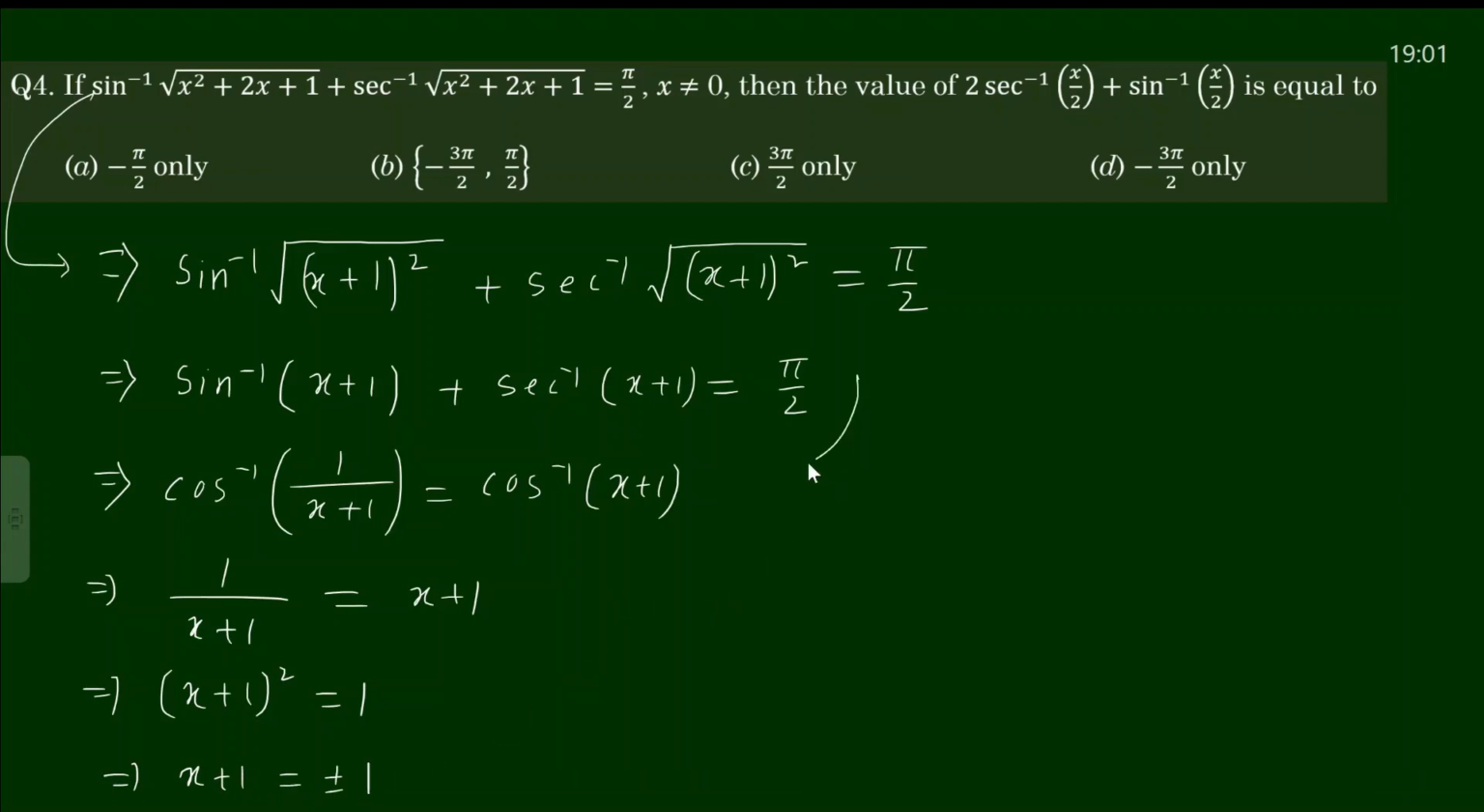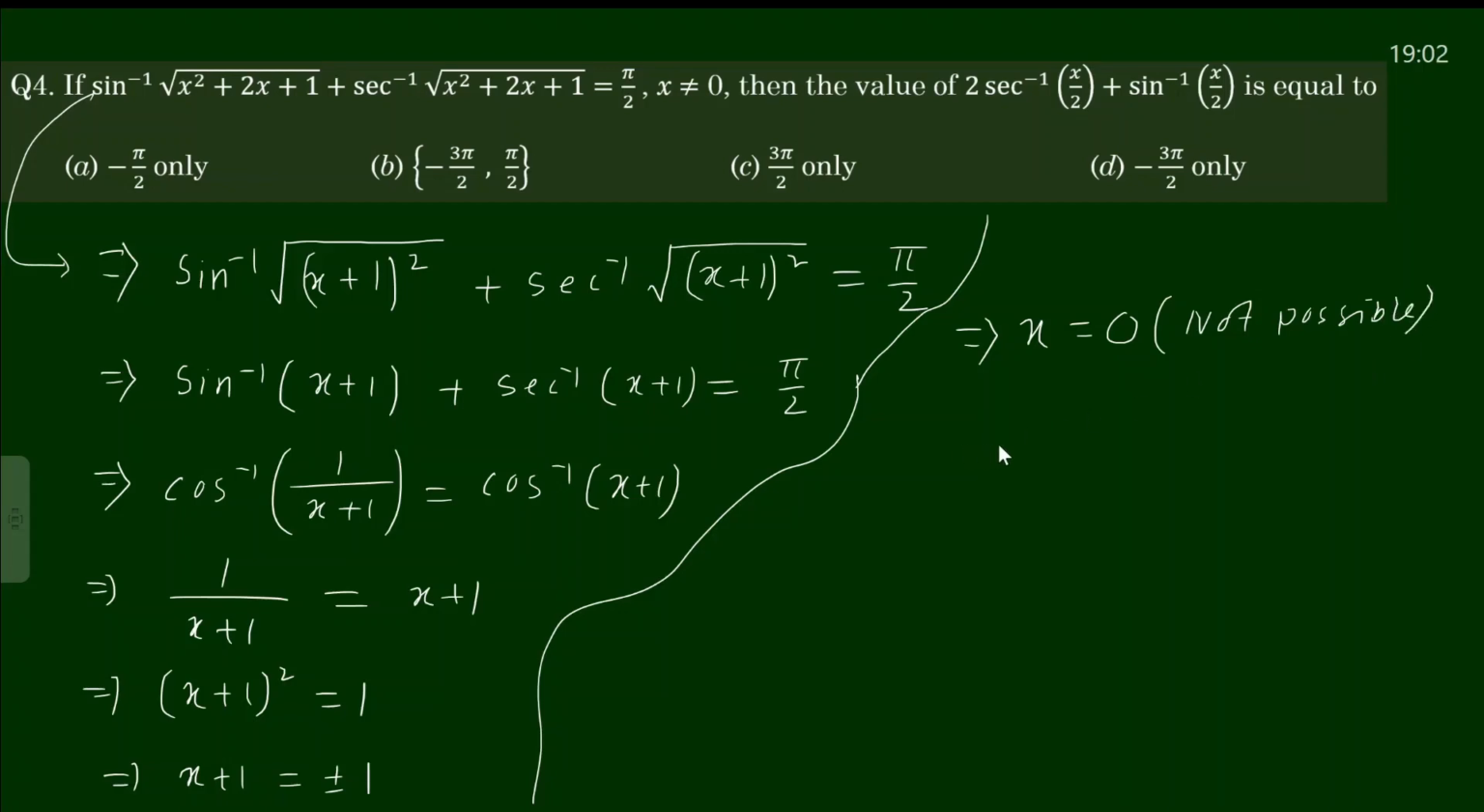So from this one, we see that x is equal to, by considering the positive sign, we will get 0, which is not possible because x is not 0, it is given in the question. So it is not possible. So we have the second option, x is equal to, by considering the negative sign, minus 2 only. This is the acceptable solution for x.